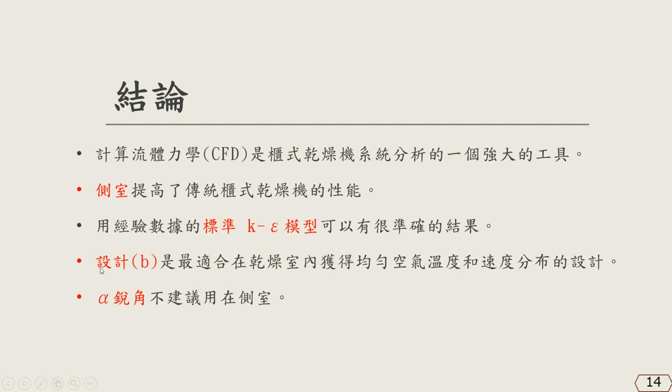And then design B was shown to be the most suitable design for obtaining uniform air temperature and velocity distribution in a drying chamber. Last one, sharp angle alpha is not recommended for the side-mounted planar chamber.